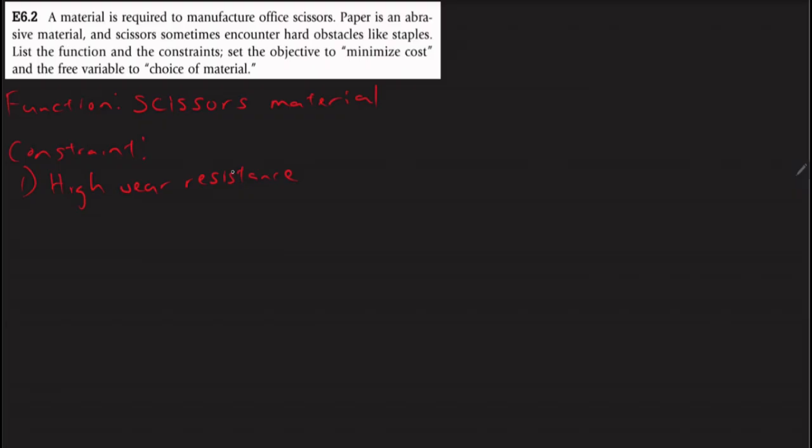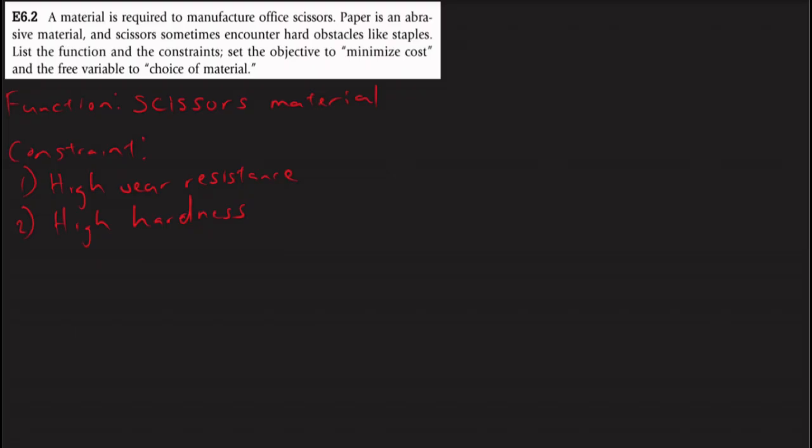Then we can read that scissors sometimes encounter hard substances like staples. In order for the material to withstand these staples, it has to be harder than the staple. So the material has to have high hardness. 2, high hardness. Most of the time, hardness is proportional to wear resistance. The higher the hardness of the material, the higher the wear resistance, because hardness is the ability of the material to withstand indentation or scratching.